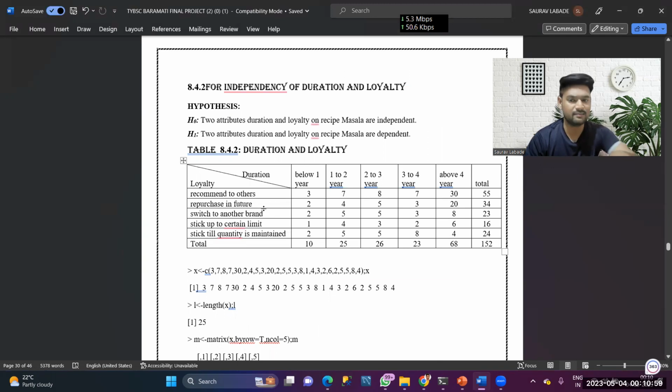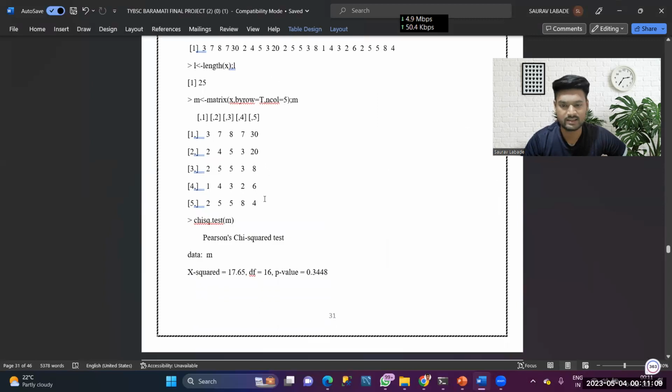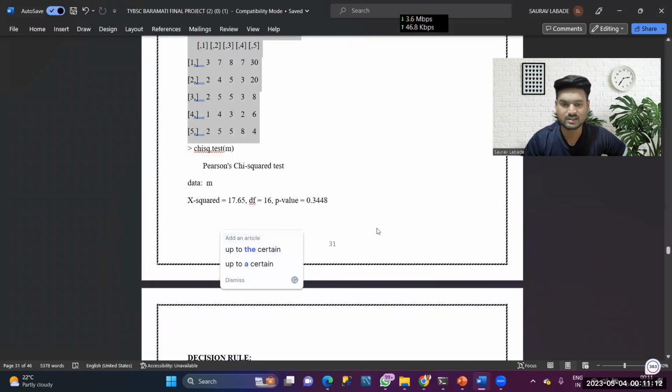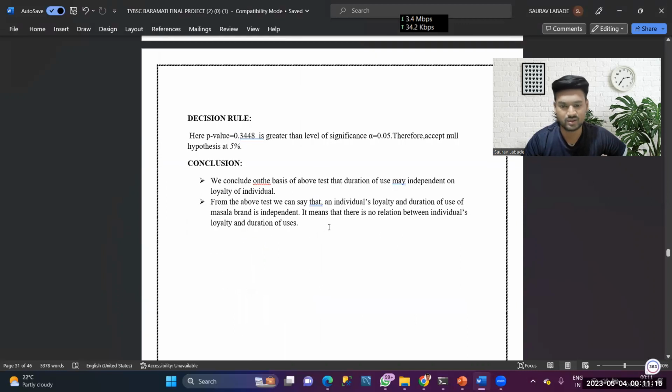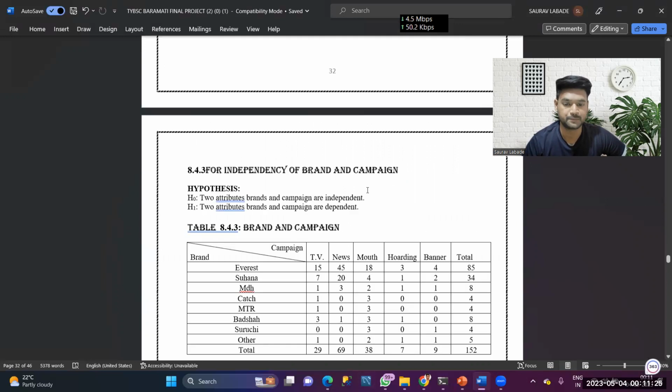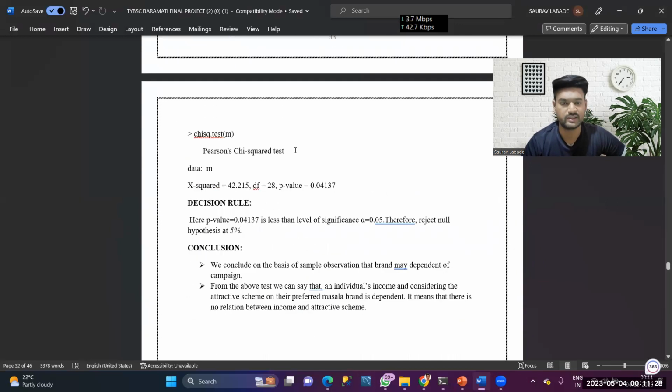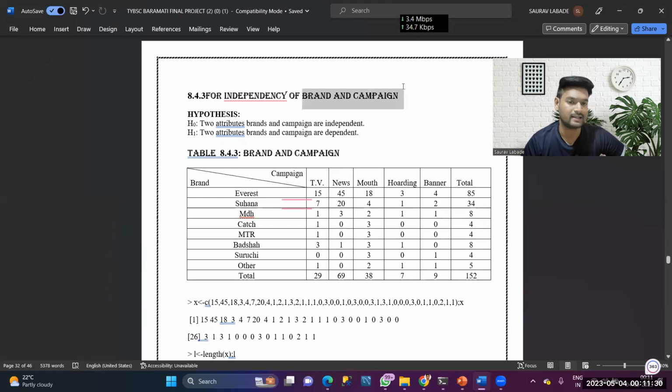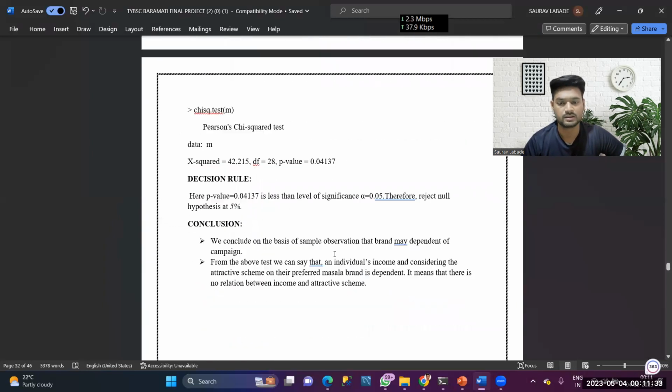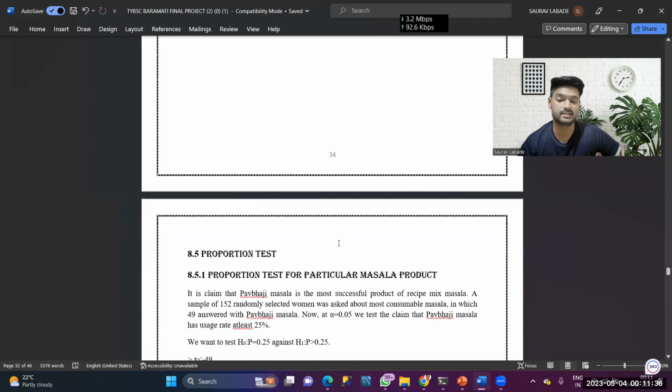Again, I had used the independency test, that is the dependency test for the two attributes, the duration and loyalty. From the test data, I again put that matrix, use the chi-square test, and from that I will get the decision rule or the conclusion, right? If I am accepting the null hypothesis, that means the two attributes are independent of each other. Again, there is one more independency test, and it is for the brand and the company. So this is how we can use the independency test on the data.